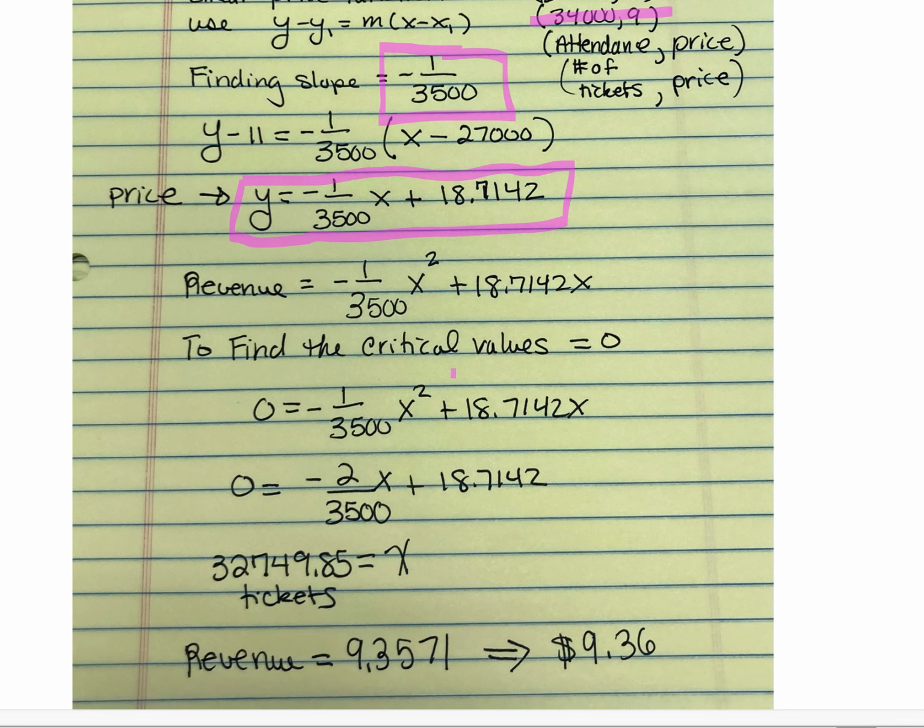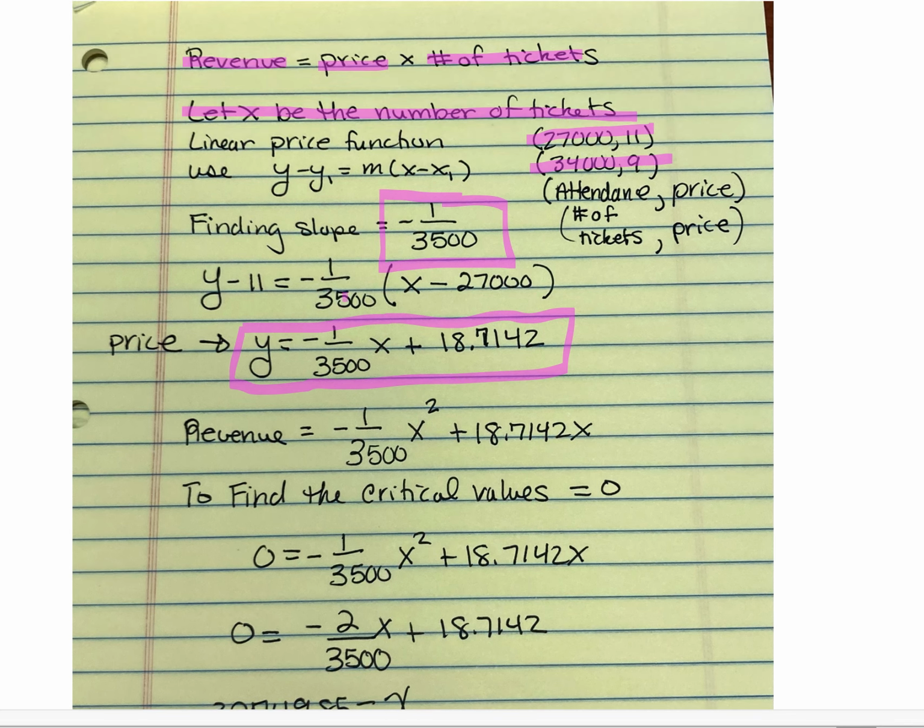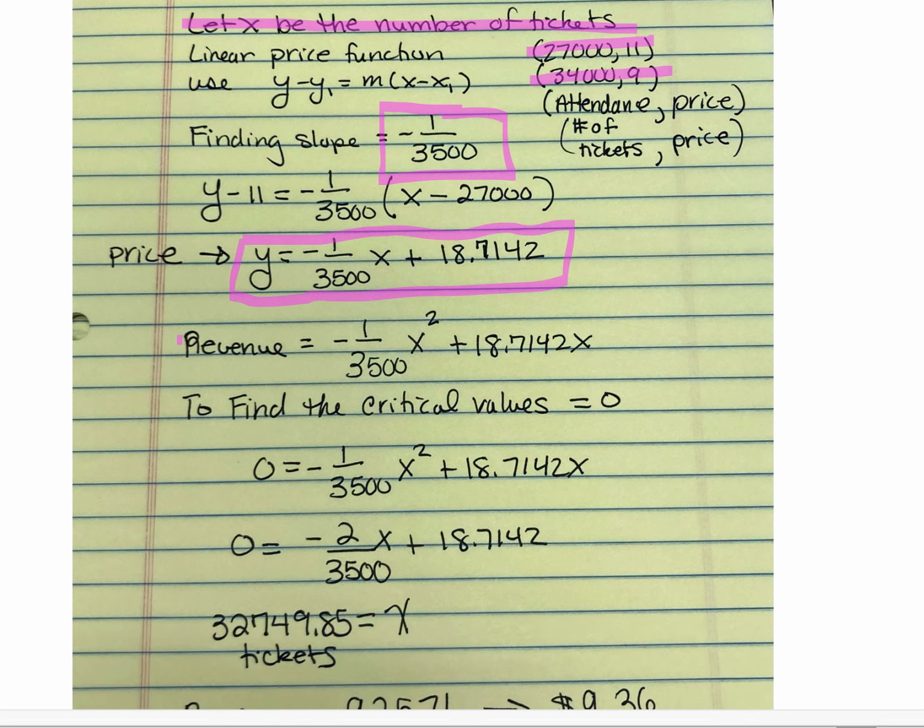Okay, so now we're going to go back to coming up with an equation for the revenue. Now that we have a price function, we take the price function times X, which is the number of tickets. So the revenue is the price, which is this function right here, times X. When we do that, we get negative 1 over 3,500 X squared plus 18.7142X.